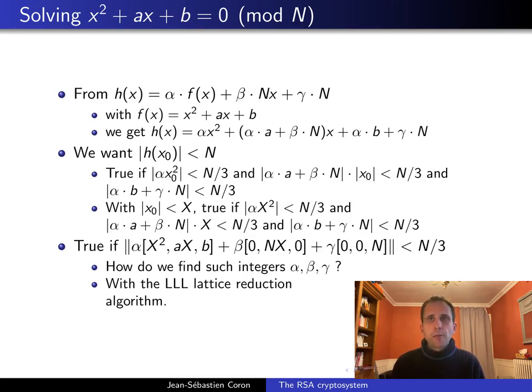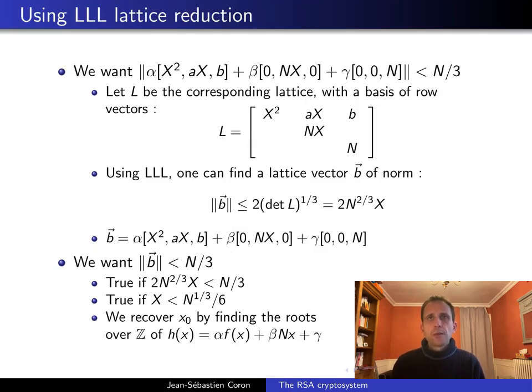And so how are we going to find such integers alpha, beta, and gamma? We are going to use the LLL lattice reduction algorithm. So we proceed as follows. We want this linear combination of the three vectors to be small. So we are going to put the components of these three vectors in a matrix, where we put each vector as a row of the matrix. In the first row we have x squared, ax, and b. In the second row we have nx, and in the third row we have n.